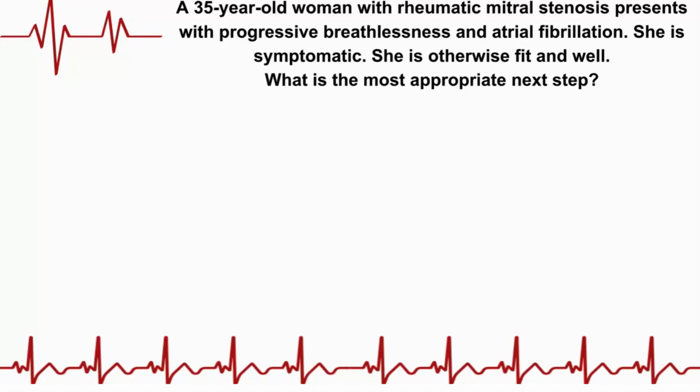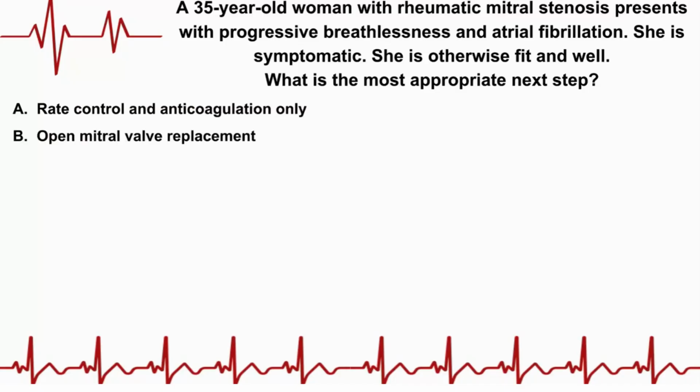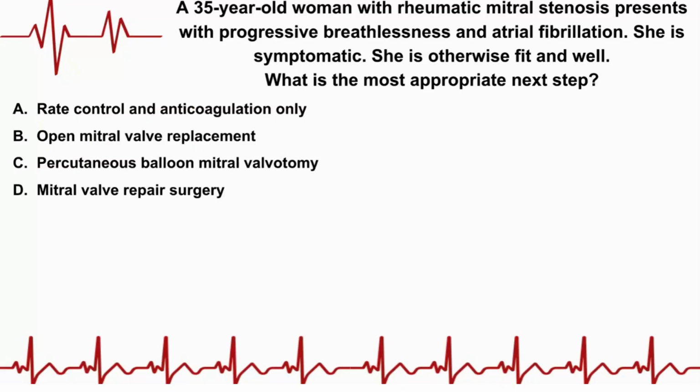Right, question 3. A 35-year-old woman with rheumatic mitral stenosis presents with progressive breathlessness and atrial fibrillation. She is symptomatic. She is otherwise fit and well. What is the most appropriate next step? A, rate control and anticoagulation only. B, open mitral valve replacement. C, percutaneous balloon mitral valvotomy. D, mitral valve repair surgery. Or E, loop diuretic therapy alone.